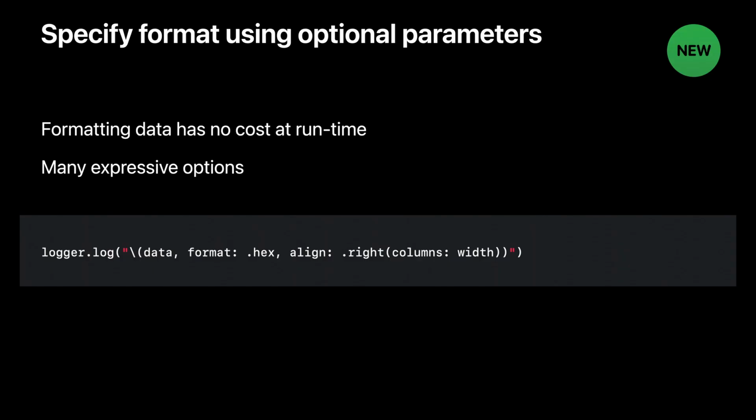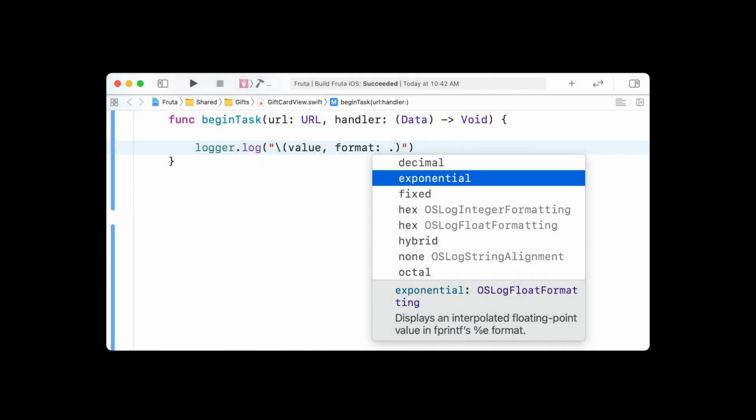To recap, you can use the optional format and align parameter to format data. Since formatting data using the logging APIs doesn't add to the cost of a log call, you can use formatting as much as you like to make your data look pretty and easy to understand. The logging APIs provide many formatting options, of which I only showed you a few. You can see the full range of options using Xcode's code completion, including formatting numbers as hexadecimal, octal, exponential, and others.